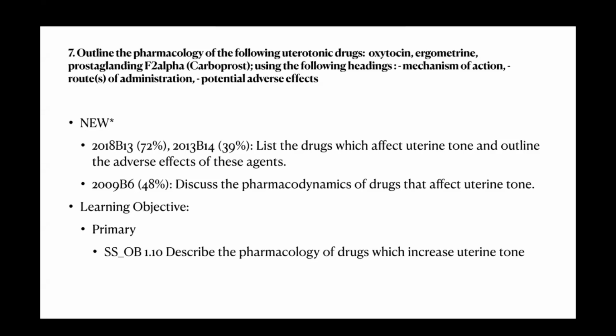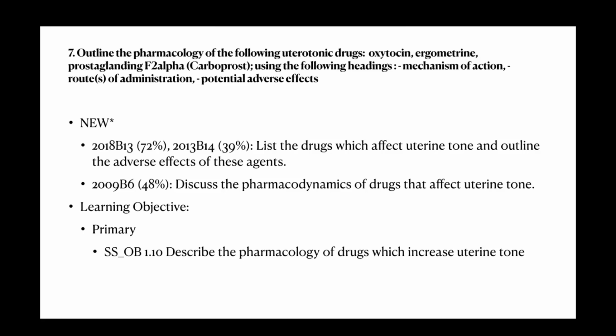Although in saying that, you probably could have got some of it through some of the variations in the past. So 2018 B13, 2013 B14: list the drugs which affect uterine tone and outline the adverse effects of these agents. And 2009 B6 discussed the pharmacodynamics of drugs that affect uterine tone. So I think doing those questions, you probably could have answered mechanism of action and potential adverse effects.